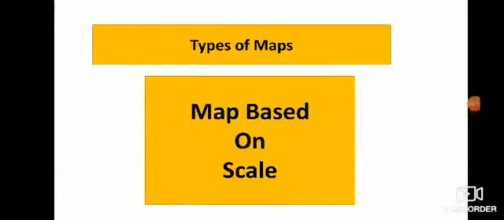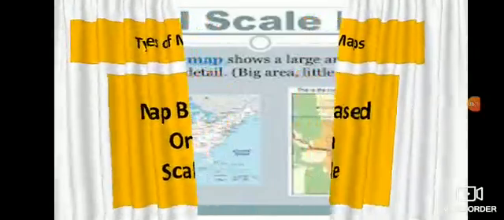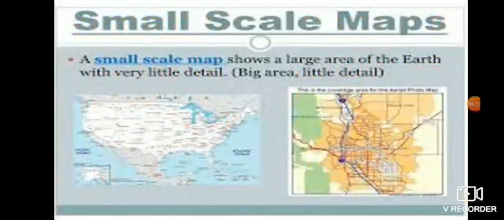Next topic is maps based on scale. There are two kinds of maps based on scale: large scale maps and small scale maps. Maps are broadly divided into two categories: large scale maps and small scale maps. Firstly, we will see small scale maps. These maps show a larger area with lesser detail, such as a wall map.